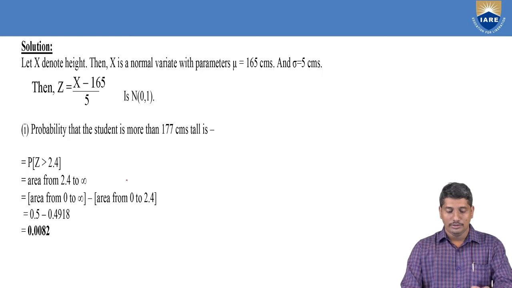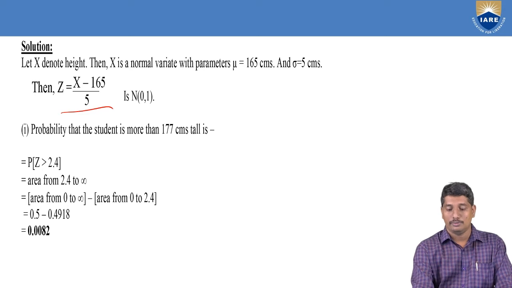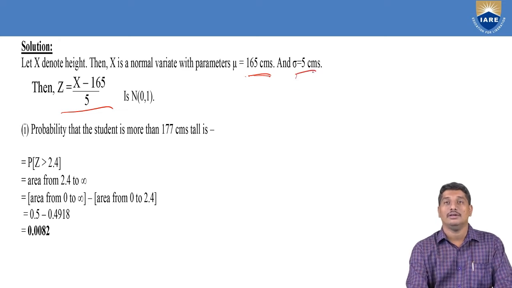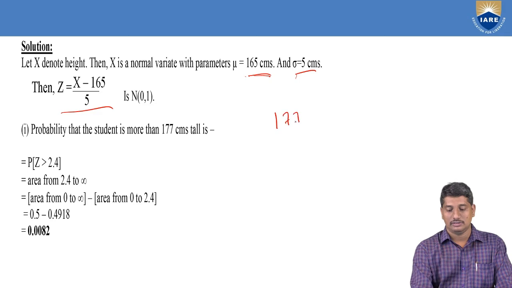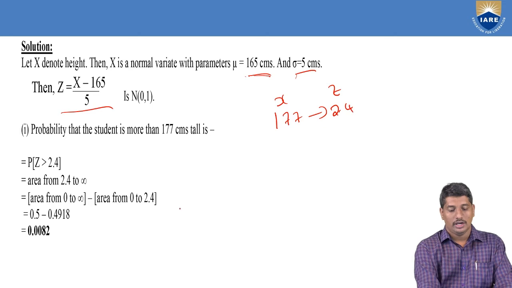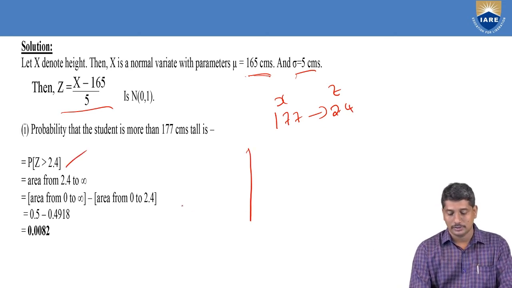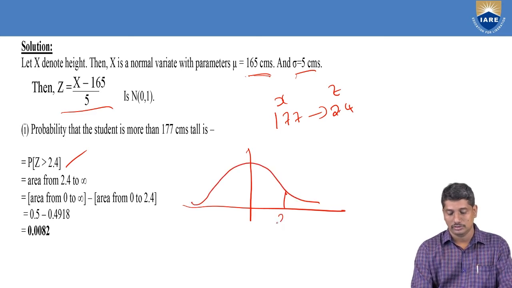Now, moving to the calculation details, this is the transformation formula, and our mu is 165 centimeters, the IARE average height. The standard deviation is 5 centimeters. Once we transform 177 from x to z, it becomes 2.4. You can understand it through a diagram also. This is 2.4. Greater than means we have to calculate this area.